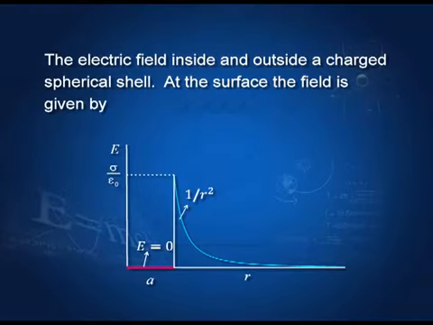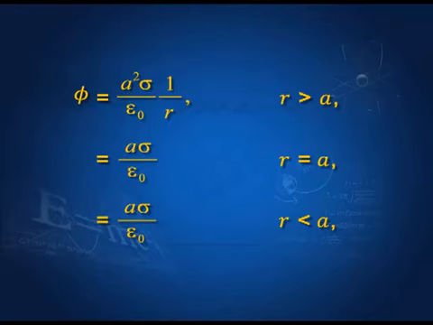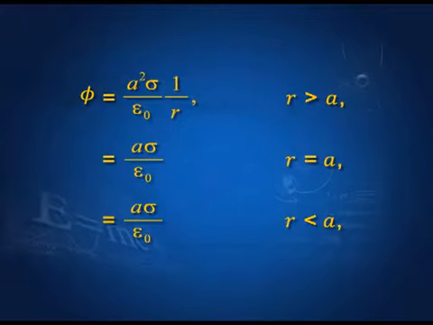So, I again show the electric field inside and outside a charged spherical shell. Inside the shell the field is 0, outside it goes as 1 by r squared. It is easy to work out the electric potential. Again, remember the definition, minus d phi by dr equal to E. If you remember that, you can get the potential at various points. For r equal to a, it is a sigma by epsilon 0. For r greater than a, it is a squared sigma by epsilon 0 into 1 by r, because the charge behaves as if it is concentrated at the center. So, it is 1 by r.